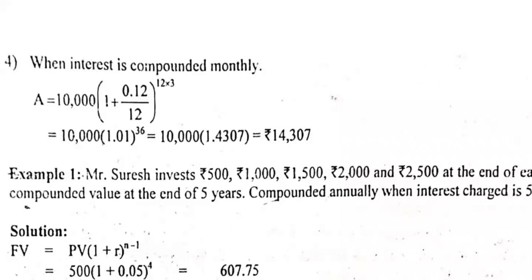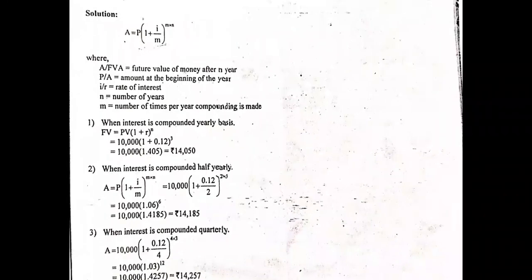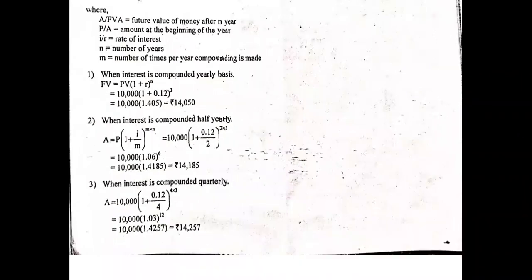If it is compounded yearly, just use the formula future value equals present value into bracket 1 plus I raised to n, and directly you will get the answer. But if it is compounded half yearly, quarterly, or monthly, we need to change the formula. We can't use present value into bracket 1 plus R raised to n. Use A equals P into bracket 1 plus I divided by M raised to M into N. With this formula you can solve half yearly, quarterly, even monthly.